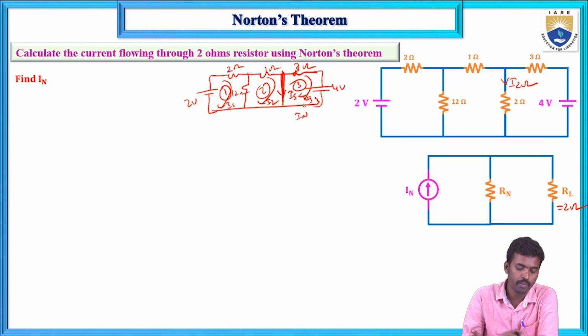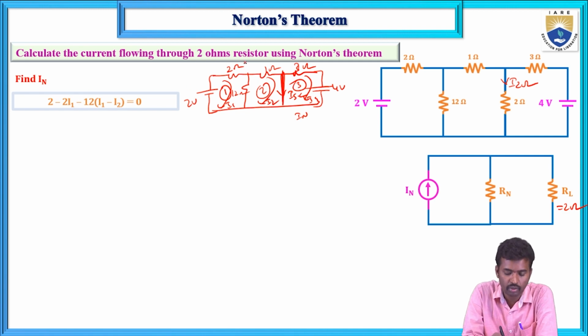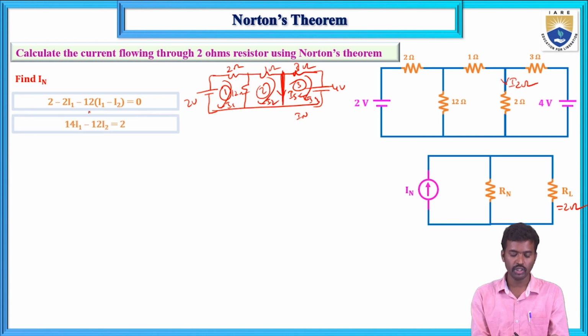Now apply KVL in mesh 1. So 2 I1 plus 12 into (I1 minus I2) equals 0. The simplified equation: 2 plus 12 is 14 I1 and minus 12 I2 equals 2. That is equation number 1.